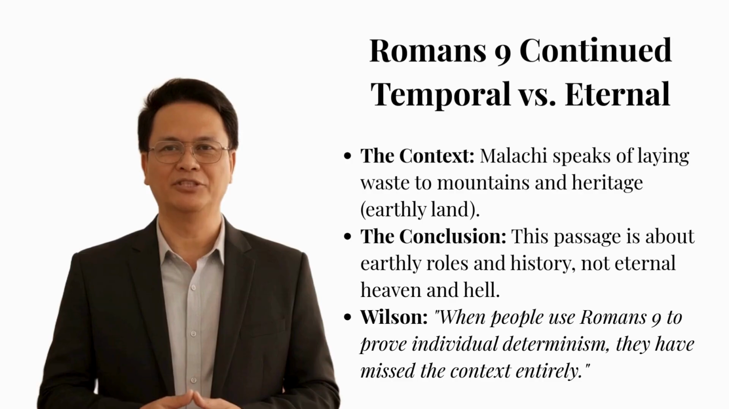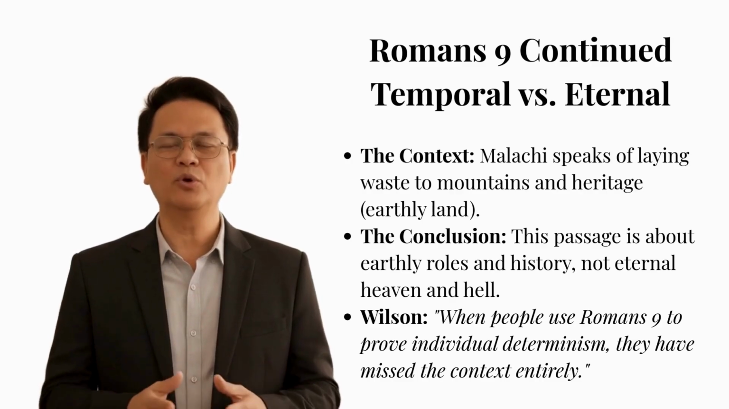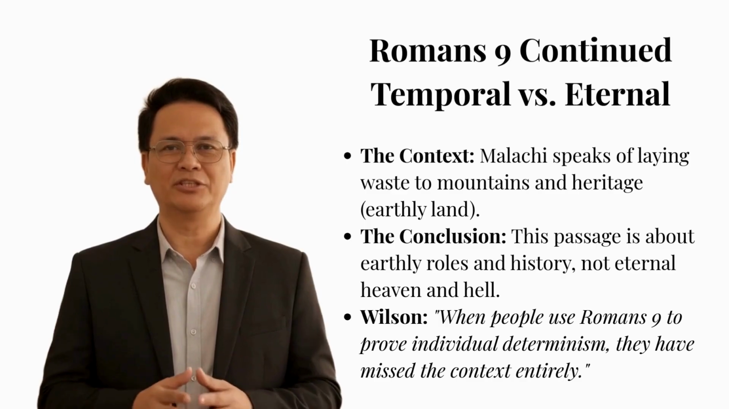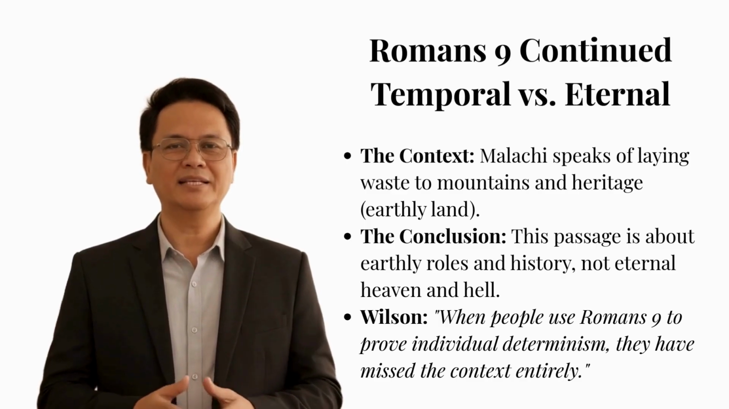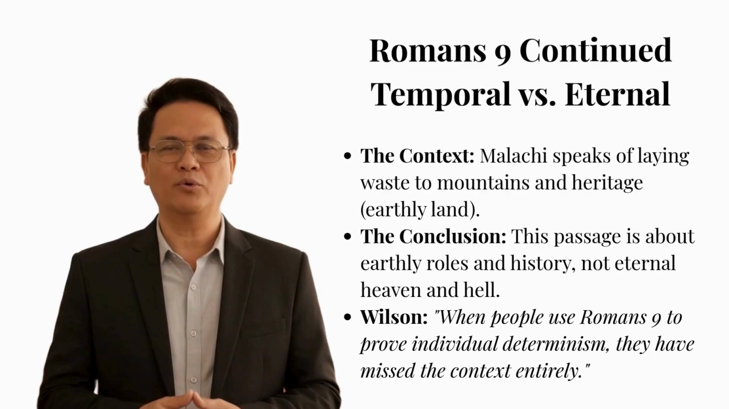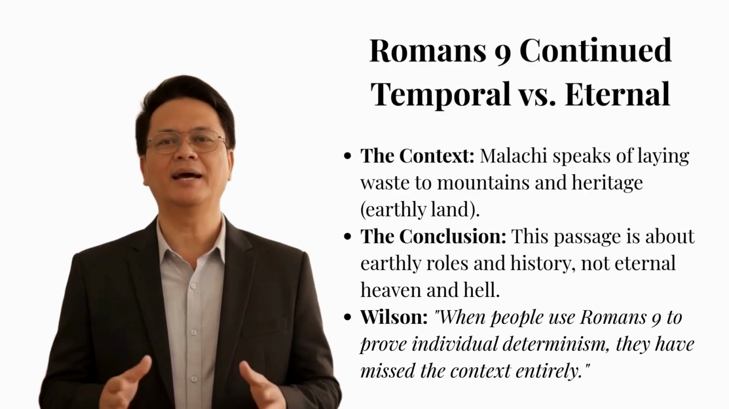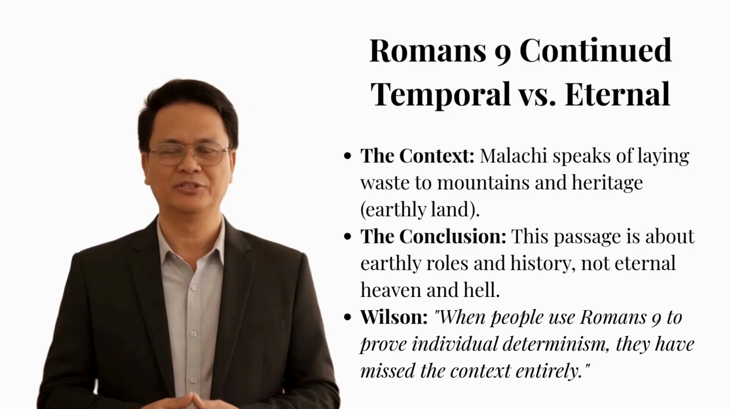Dr. Wilson drives this point home. When people use Romans 9 to prove individual determinism, they have missed the context entirely. It is about nations, Israel versus Edom, and it is about temporal destiny, earthly role, not eternal salvation. So the next time someone throws Romans 9 at you, take them back to Malachi and Genesis. Show them it's about nations.